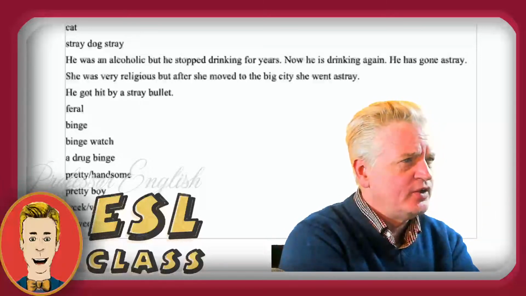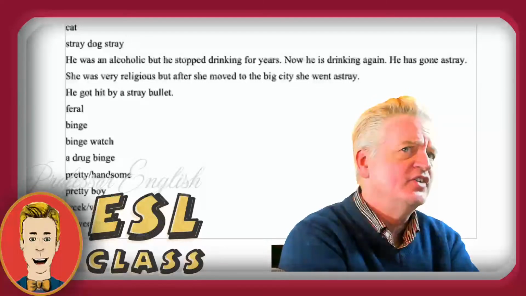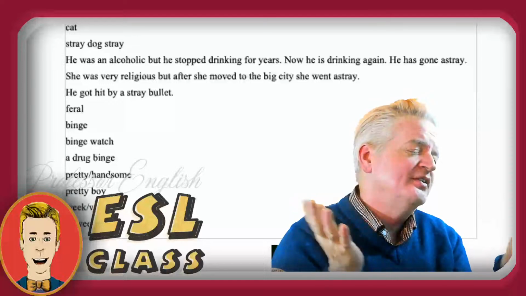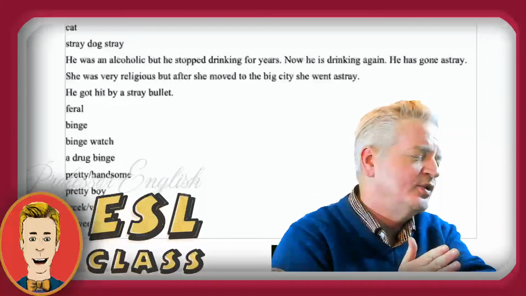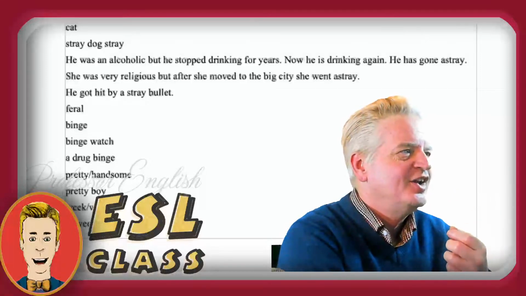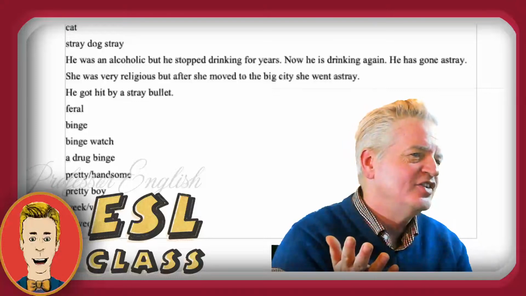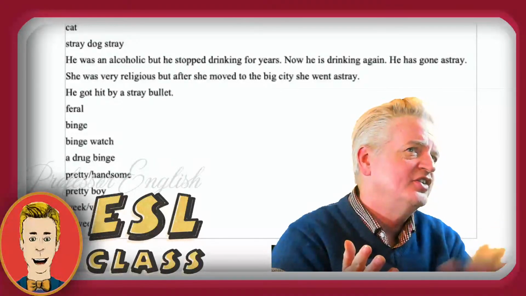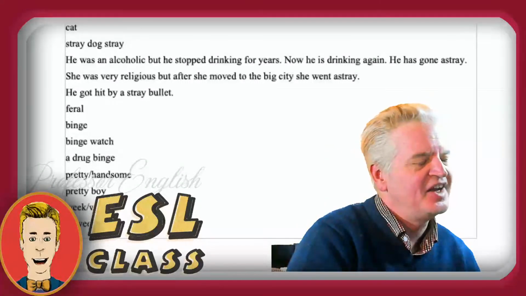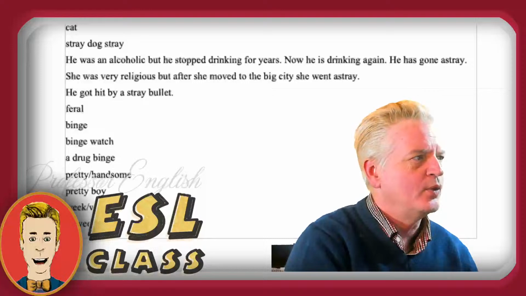It's also used when talking about very religious people. So, people who are very religious and follow all of the rules, but then one day, for some reason, they decide they don't want to do that anymore. We say go astray. So, she was very religious, but after she moved to the big city, she went astray. And that means she's going in the wrong direction now. She's not following the rules anymore. She's being bad. It's kind of bad to go astray. It means going in the wrong direction, going on the wrong path.